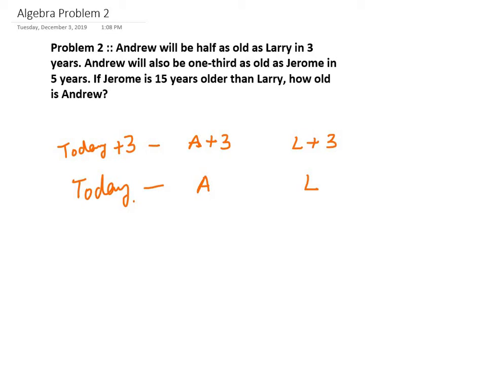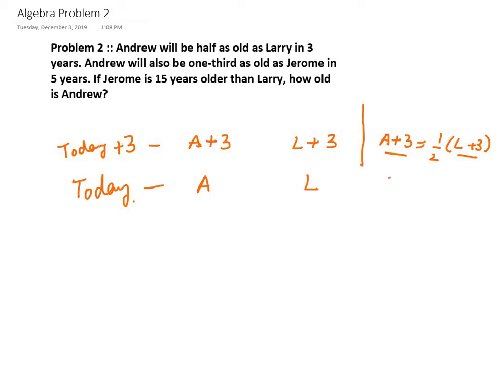Also, they have given that Andrew, which is A plus 3, will be half as old as Larry, L plus 3. So you got this equation. In 3 years we figure out the ages of Andrew and Larry, and then we use this condition, which is Andrew will be half as old as Larry in 3 years. This is the age of Larry after 3 years, this is the age of Andrew after 3 years. So we have this equation.